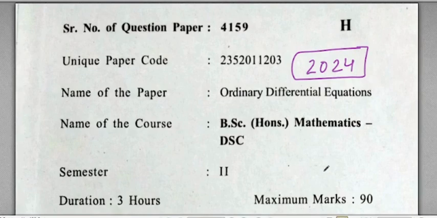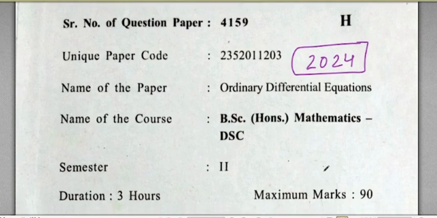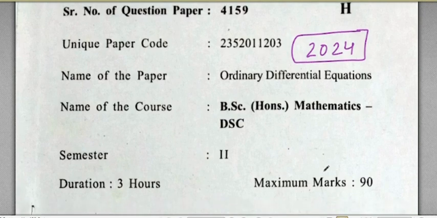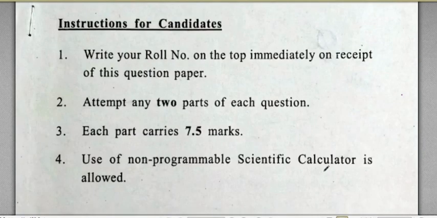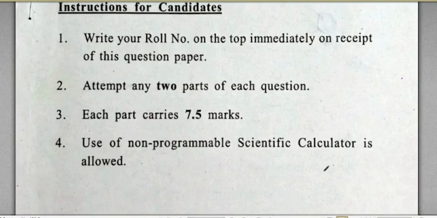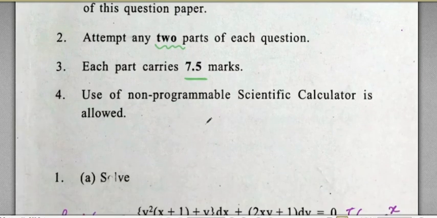So this video is a discussion on the 2024 question paper of Ordinary Differential Equations, BSc Honours Mathematics Semester 2, University of Delhi. You can see that the format of the paper was very similar to last year's paper. There were 6 questions in all containing 3 parts each, and you were expected to do any 2 parts from each question. Every part carried 7.5 marks, so that makes it 15 into 6, that's equal to 90.